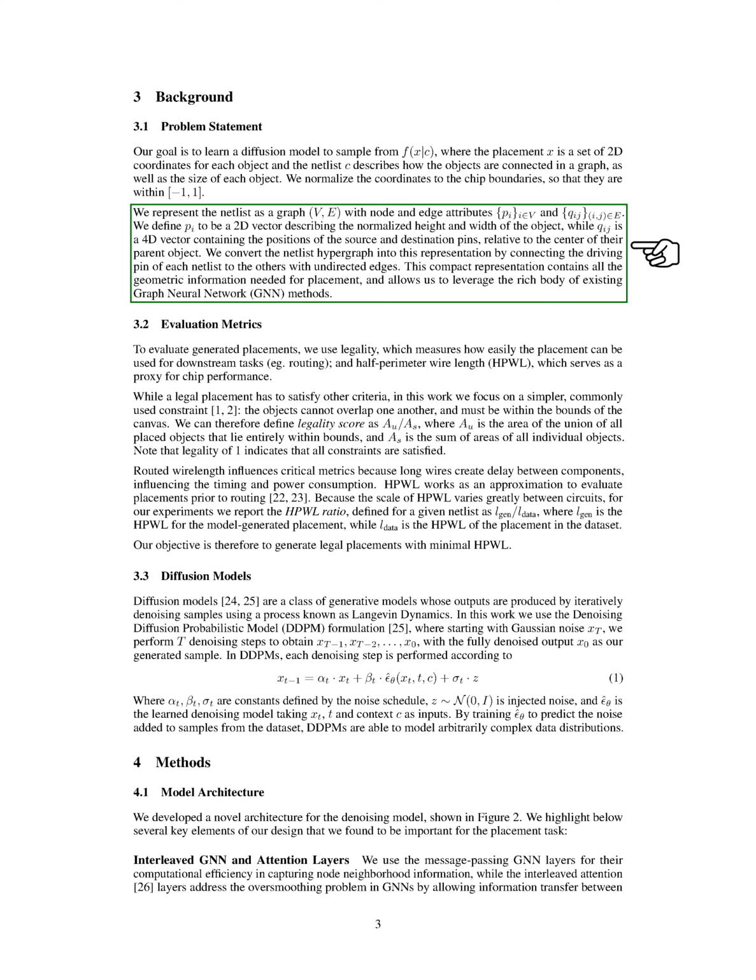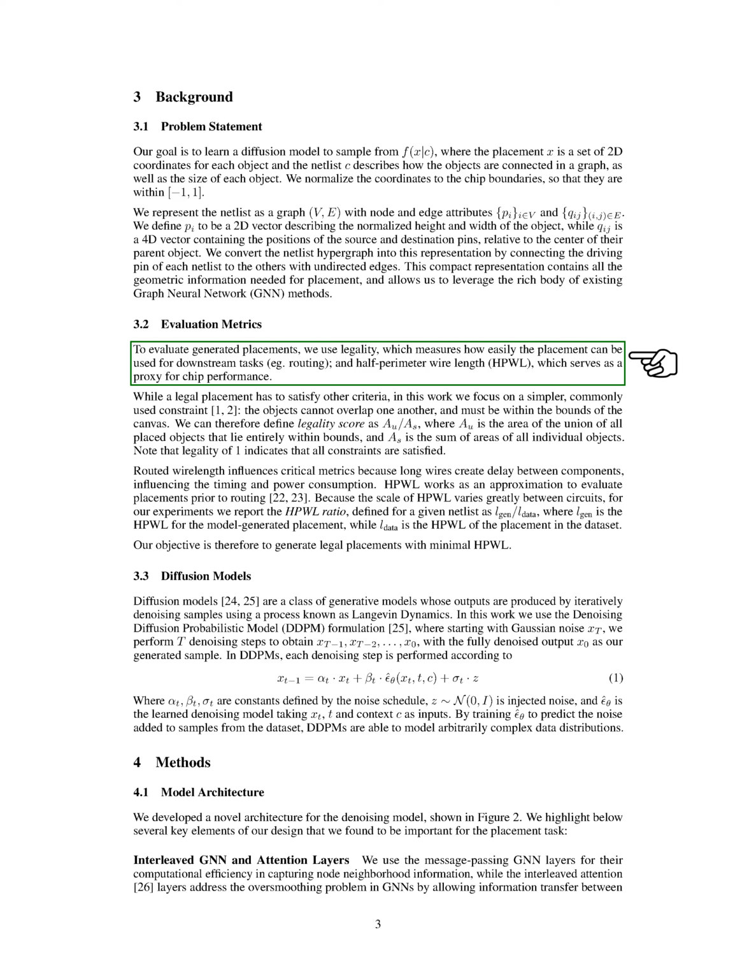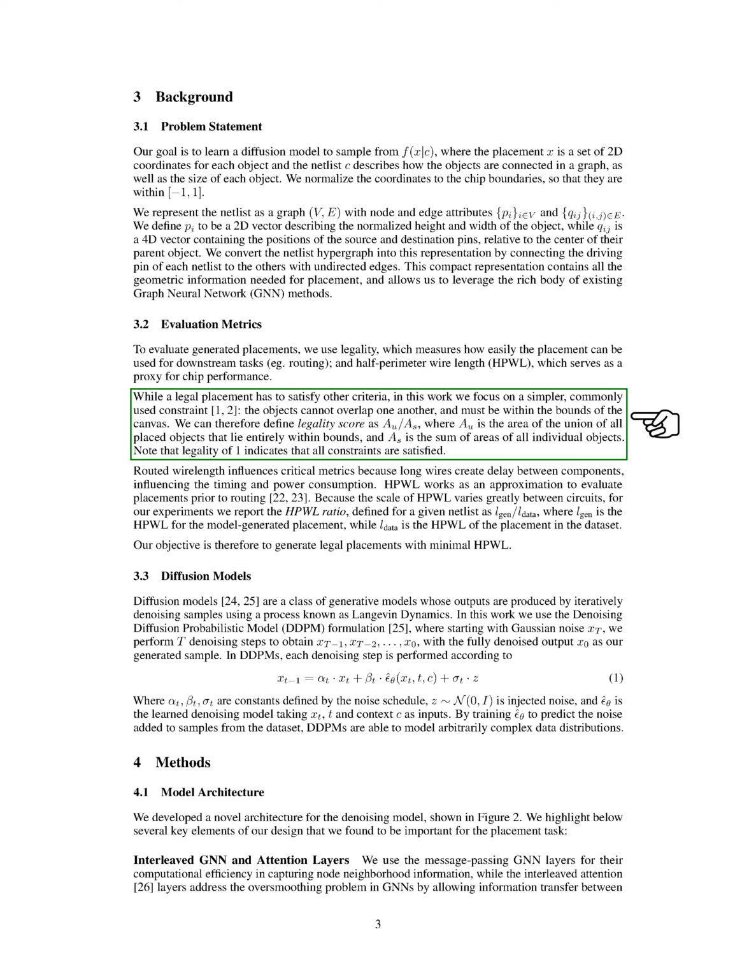Section: Evaluation Metrics. In this section, we evaluate the placements we generate using two main metrics, legality and half-perimeter wire length, HPWL. Legality measures how suitable a placement is for downstream tasks like routing, while HPWL gives us an idea of the chip's performance. For legality, we check if objects overlap or stay within the canvas bounds. We calculate the legality score by comparing the total area of placed objects within bounds to the sum of individual object areas. A legality score of 1 means all constraints are met.